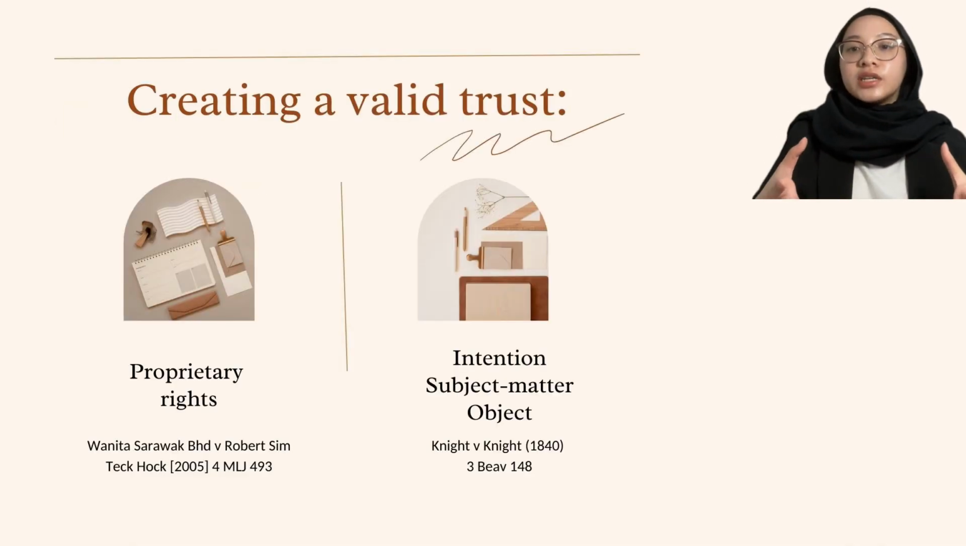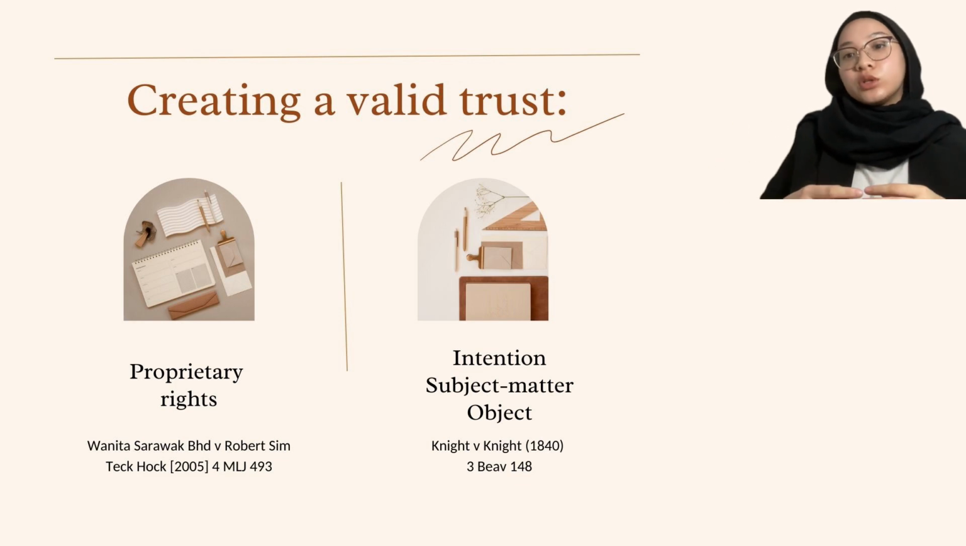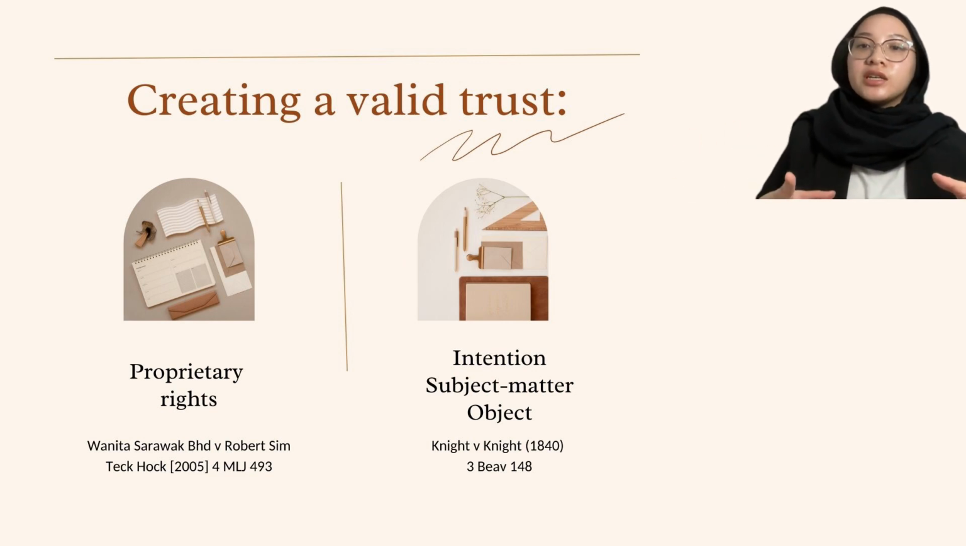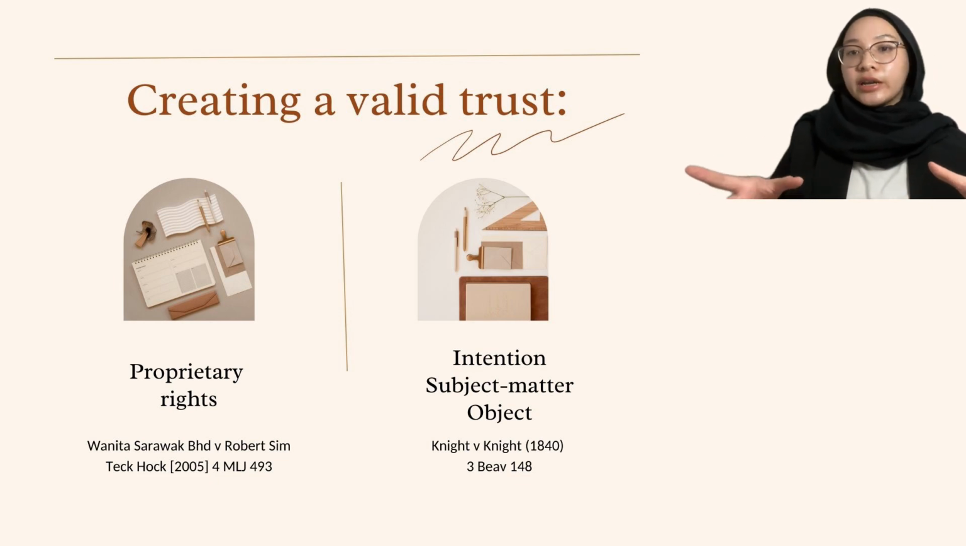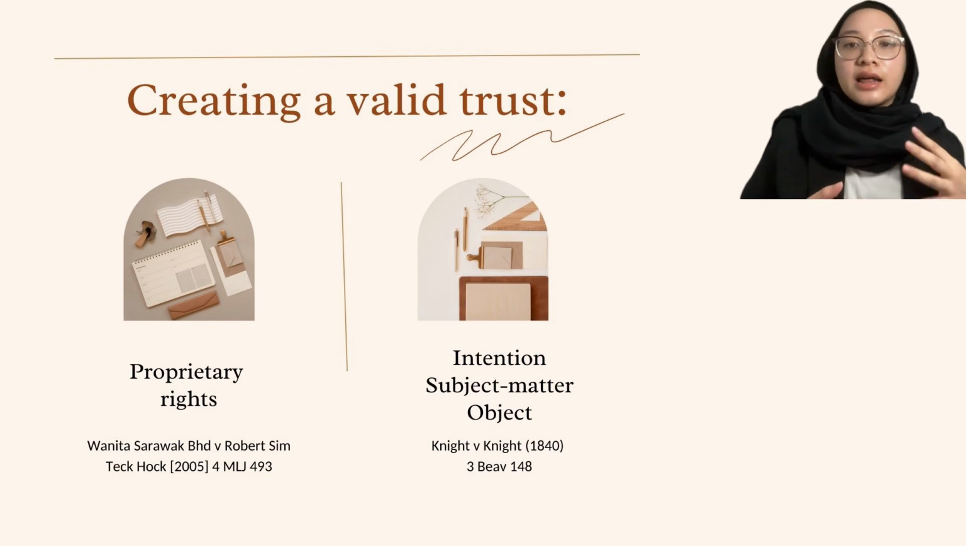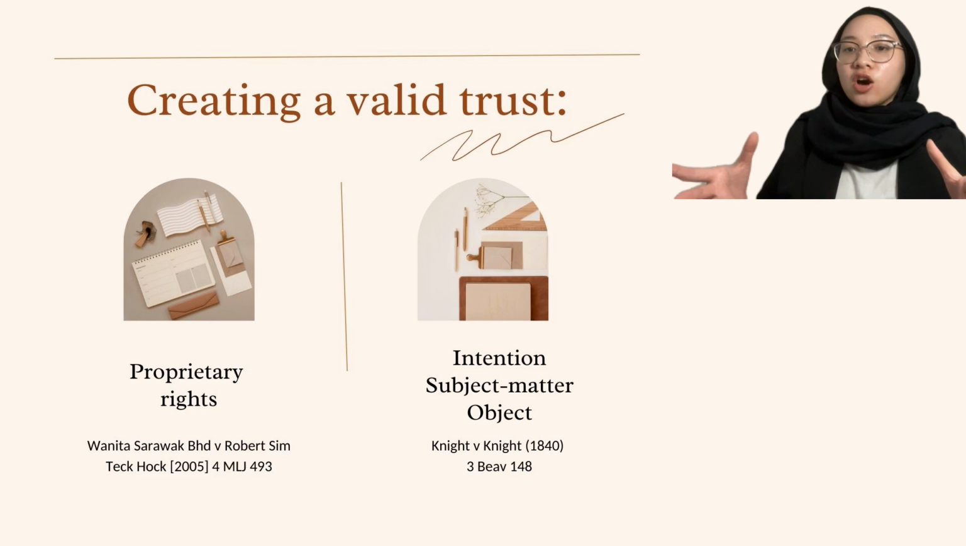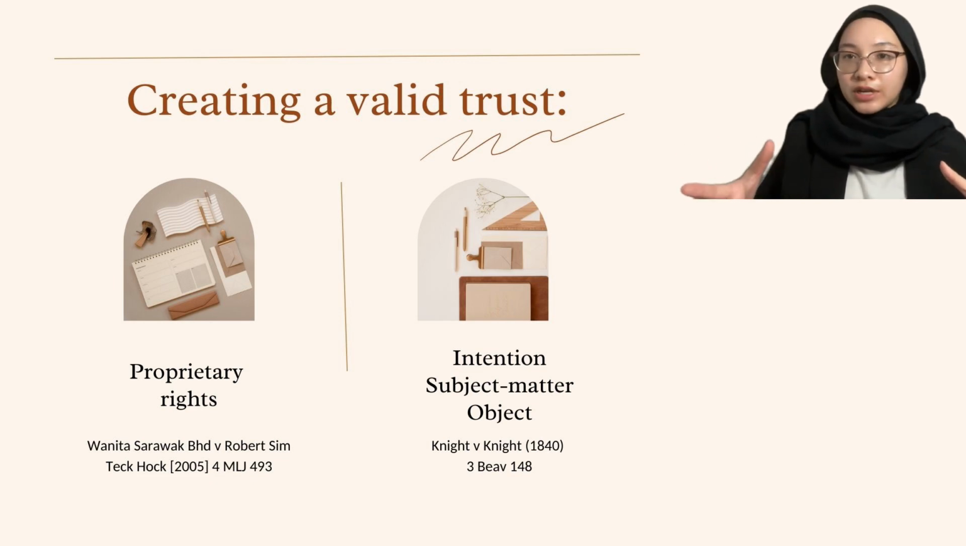To start off, it is the cardinal rule in equity that to create a valid trust, the settler must have proprietary right to the property at the time of declaration of trust, as affirmed in Wanita Sarau Berhad. This is followed by the 3 certainties stated in Knight that need to be present and satisfied when the settler intends to declare the trust and give the trustee legal ownership to the trust property. The 3 certainties are certainty of intention, certainty of subject matter, and certainty of object.